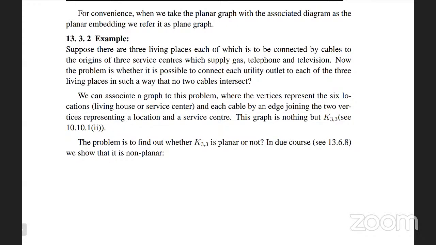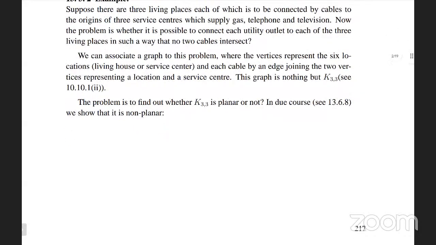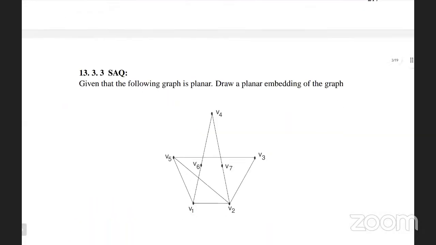Next, the association with the graph problem. The vertices represent the six locations, and each cable is an edge joining two vertices, representing a location and a service center. So this is a graph, nothing but K3,3, that we can represent. We want to identify whether it is planar or non-planar. We can show that by observation.